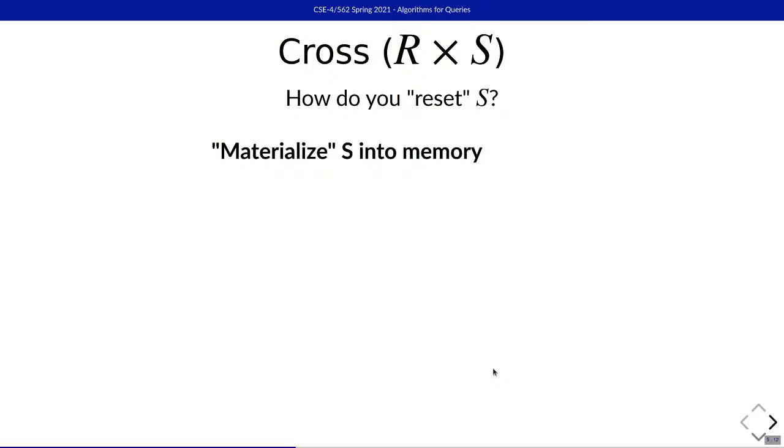That is correct up until the cross product. For selection, projection, and union, those operators add no new IOs. They just piggyback off of everything else. The cross product is where your question gets a little more interesting. Because once again, the problem here is that we're going to have to iterate over all of the tuples in S multiple times. So how do we go back to the beginning?